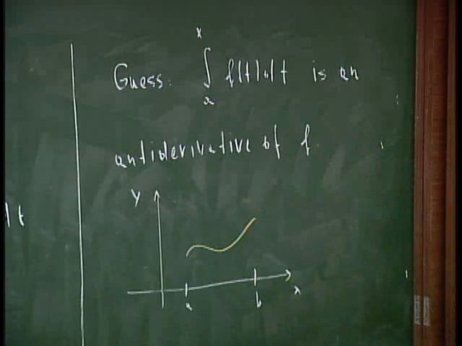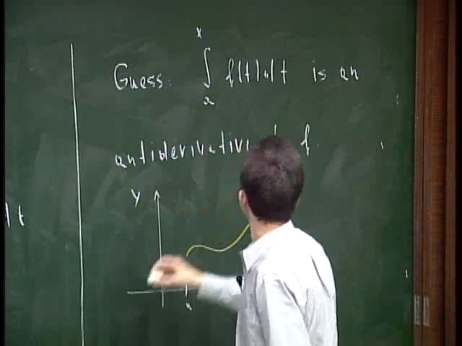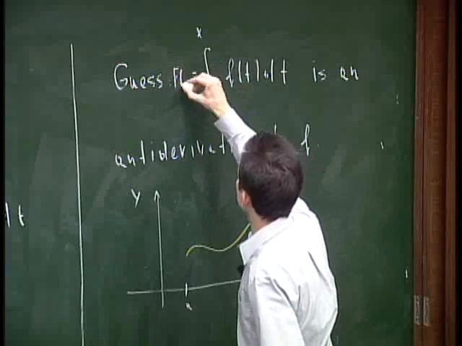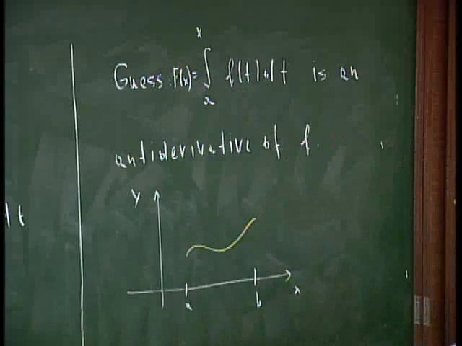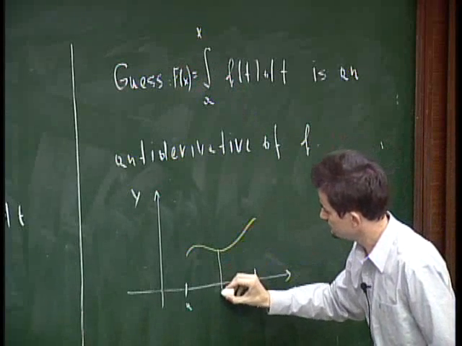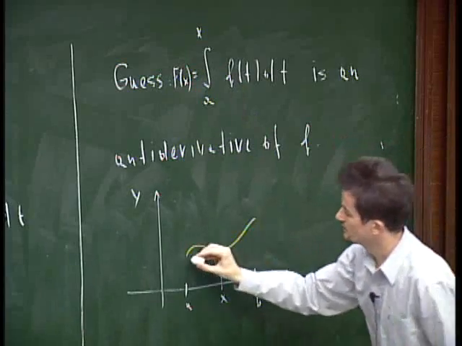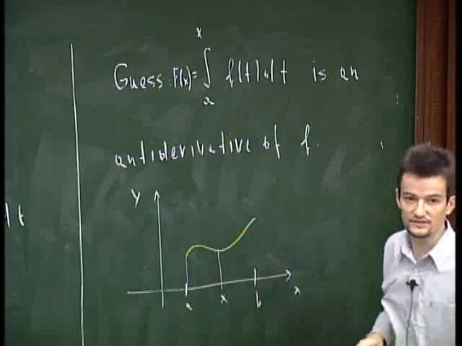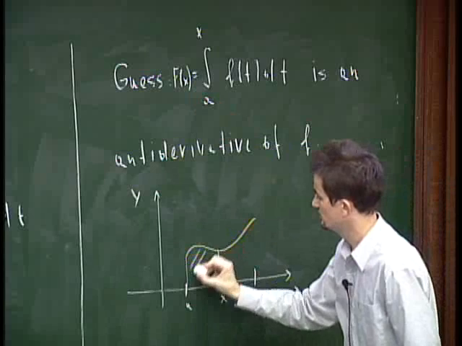Okay. Now, what is the meaning of this here? So maybe let's call this capital F of x. So we fix here some x. The meaning of this function is the area from here to here.